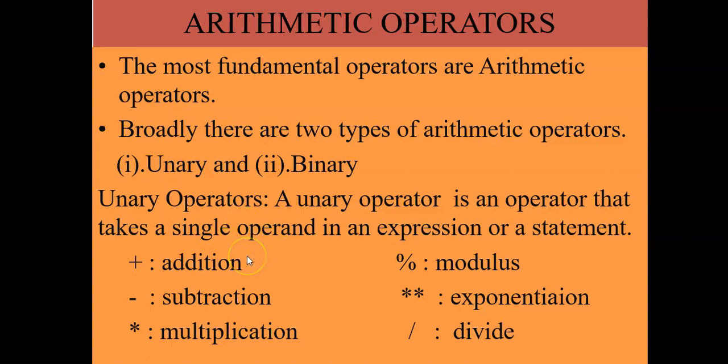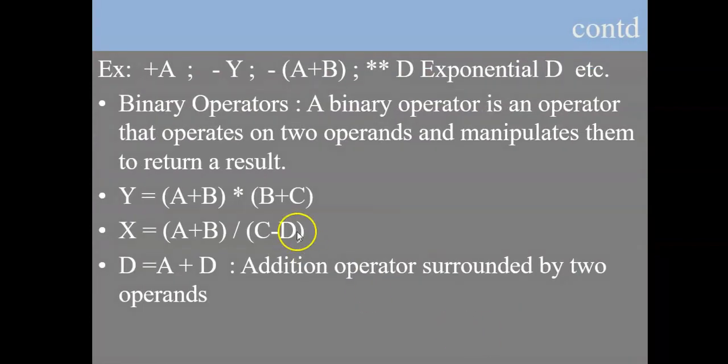So as you know, the basic arithmetic operators are addition, subtraction, multiplication, modulus, exponentiation, and division. I will try to explain this with simple examples. Say for example, plus a, minus y, minus of a plus b, two stars, exponentiation. These are all unary operators because only one operand is there. Plus is an operator, a is the operand. Similarly, the other cases.